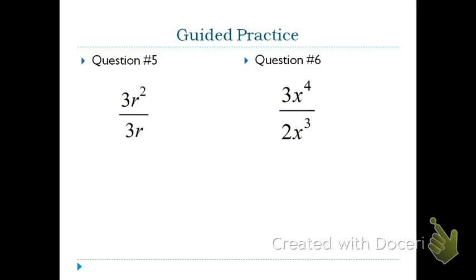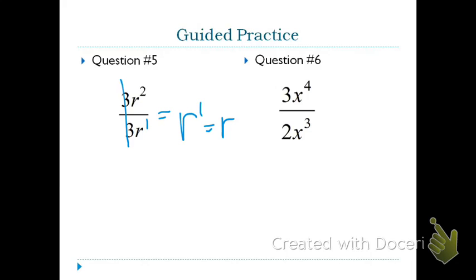So question number 5, we have a 3 over 3. Those are the same numbers, so those cancel out. And then you have r to the second over r to the first. We can use the division property, so it equals r to the 2 minus 1, which is 1. And we would leave it on our numerator because the bigger exponent is on the numerator. And you do not need to write exponents of 1, so you can just simplify it by calling it r.